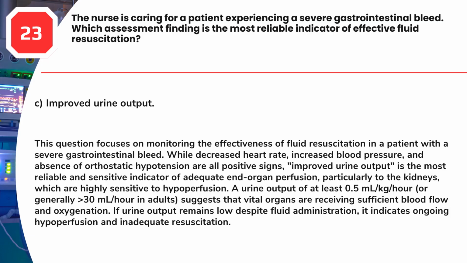A urine output of at least 0.5 ml/kg/hour, or generally greater than 30 milliliters per hour in adults, suggests that vital organs are receiving sufficient blood flow and oxygenation. If urine output remains low despite fluid administration, it indicates ongoing hypoperfusion and inadequate resuscitation.